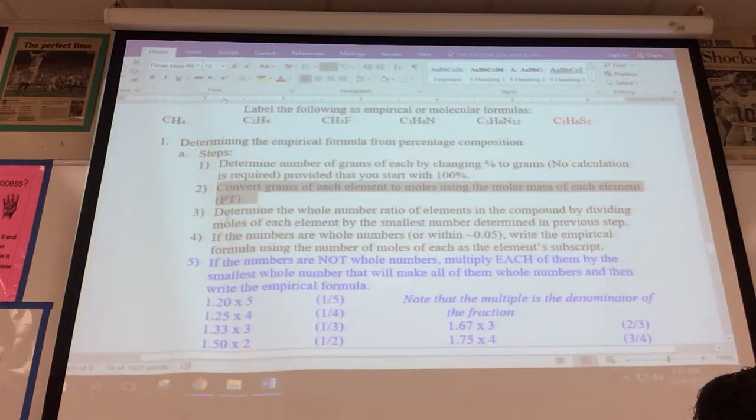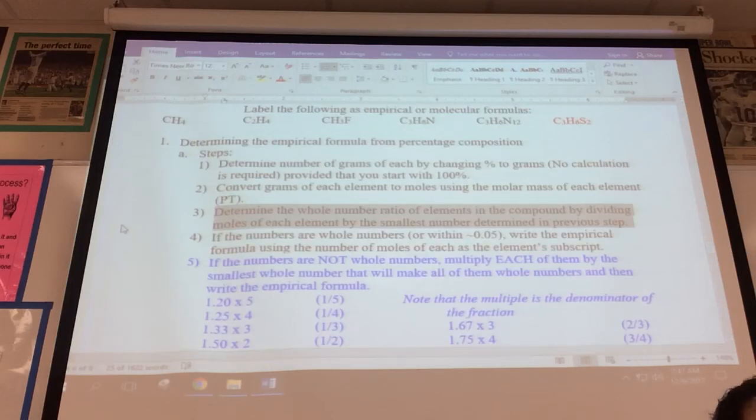Here comes the new stuff. You're going to determine the whole number ratio of elements in the compound by dividing moles of each element by the smallest number that you have. I'll show you how to do that. You're just getting a ratio, so by dividing them all by the smallest number, you'll set one of them at 1, and everything else will be 1 or greater than 1.